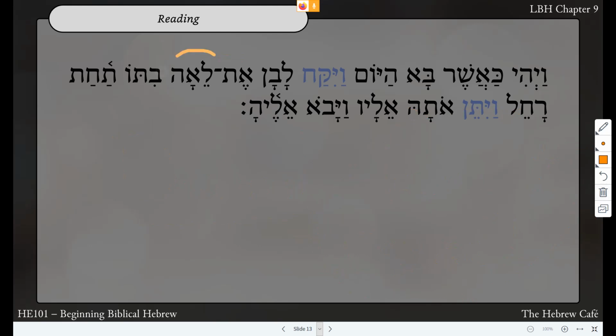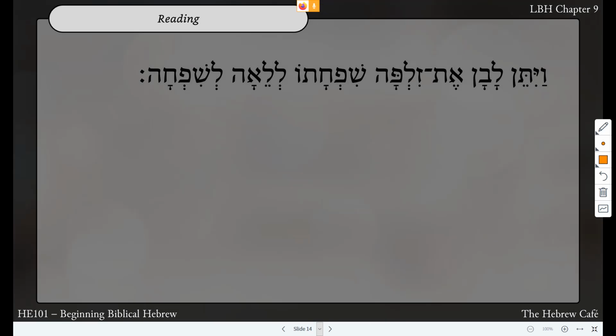Okay. So it says that he gave Leah. That is, Lavan gave his Leah. And his daughter is telling us which Leah it is. It's an appositive. That explains it. Thank you.